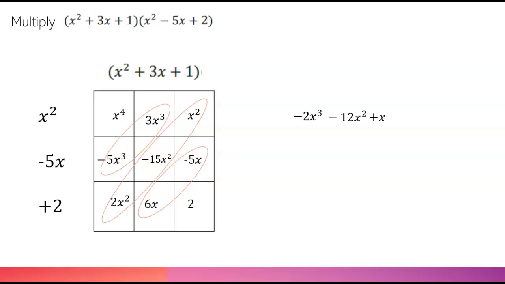And then we can just put the x to the fourth power, since we don't have anything to combine it with, as well as the 2. So the answer is x to the fourth minus 2x cubed minus 12x squared plus x plus 2.